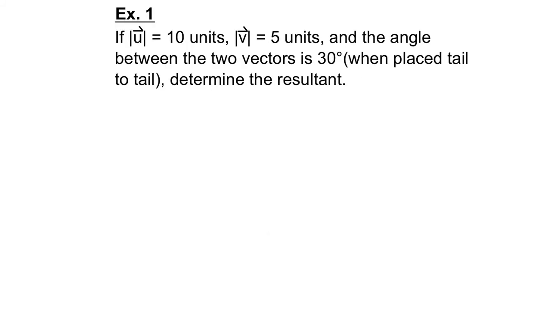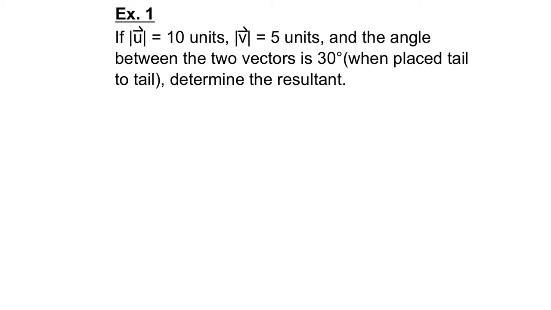Now we'll work through a few examples. If the magnitude of vector u is 10 units and the magnitude of vector v is 5 units and the angle between the two vectors is 30 degrees when placed tail to tail, determine the resultant. You might recognize this example from the previous lesson. It's the same example. We're just going to solve it in a different way.